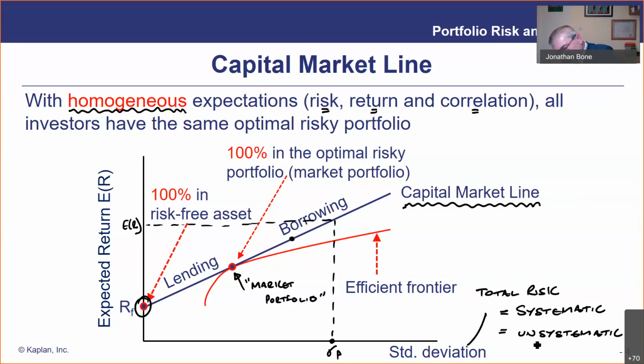Unsystematic risk, I look at UN for unsystematic, and I think UN for unique. This is unique risk, unique to the individual stock that you're looking at, unique to that particular asset type, if you like. The idea is unsystematic risk can be diversified away by holding a well-balanced portfolio.